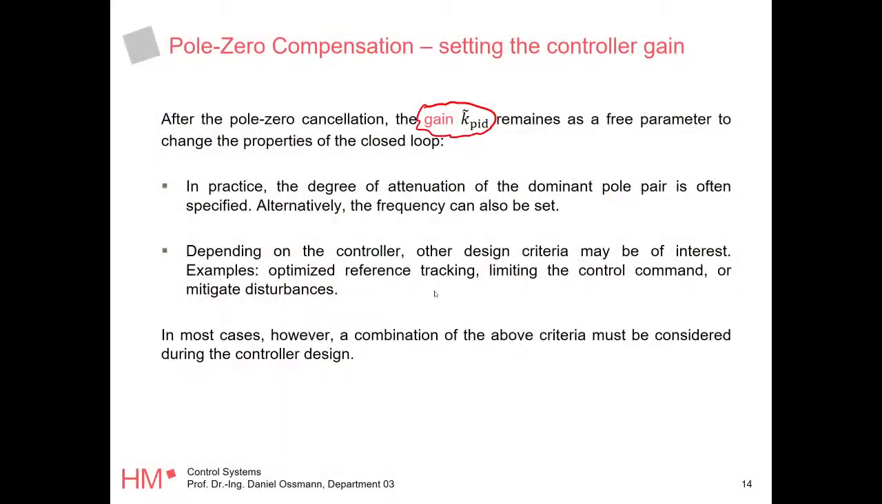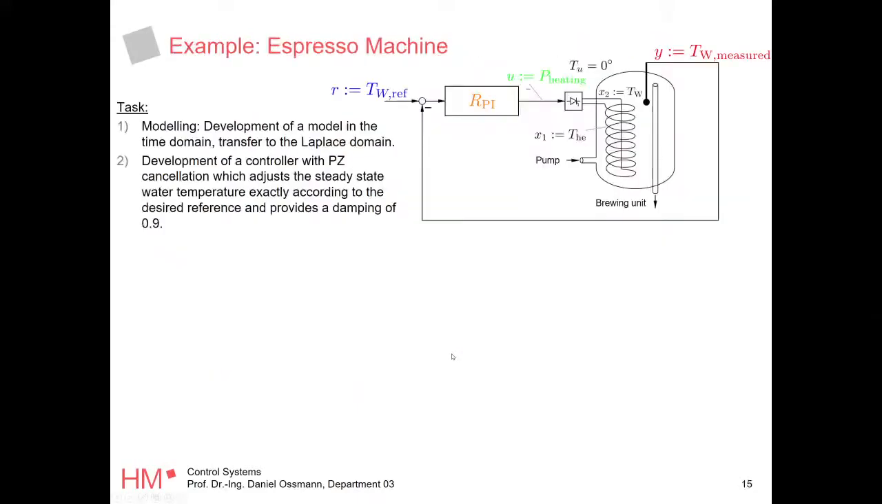Okay. Most of the time it's going to be a combination, and this is usually the way in control. You have too many design requirements and too few free parameters. So it's going to be most of the time a trade-off between design criteria. Okay, that's basically it for the introduction of the pole zero cancellation methodology.